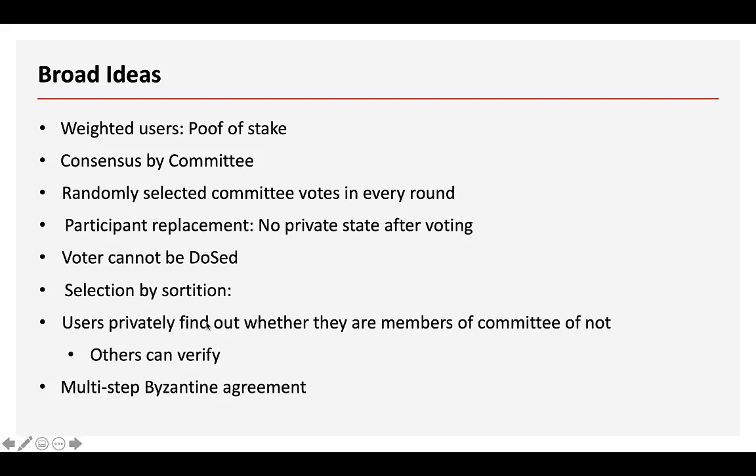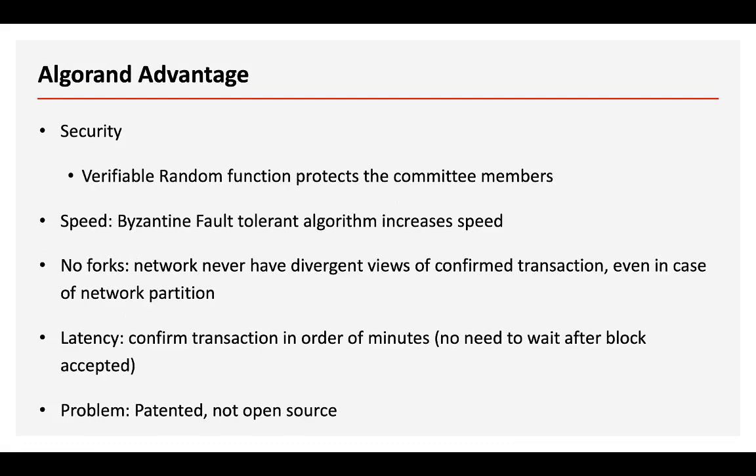And there is a multi-step Byzantine agreement called BA star that was invented for this purpose. The advantage is that it has a lot more security from DDoS kind of attack, from Sybil attack, and refreshing the committee every epoch makes it very hard to target more than 1/3 stakeholders to become corrupt, etc. The speed, this Byzantine fault-tolerant algorithm increases the speed.